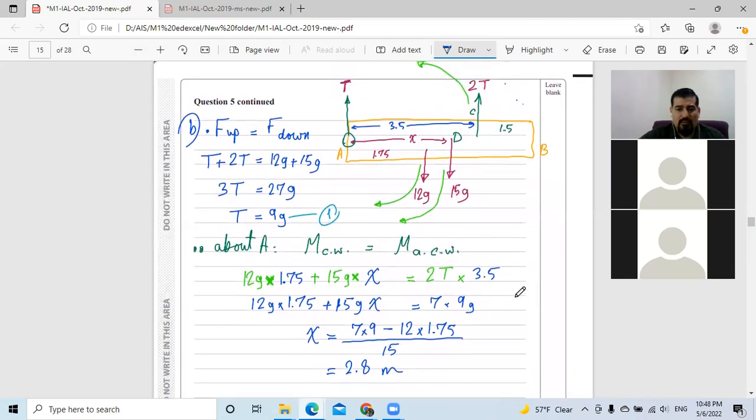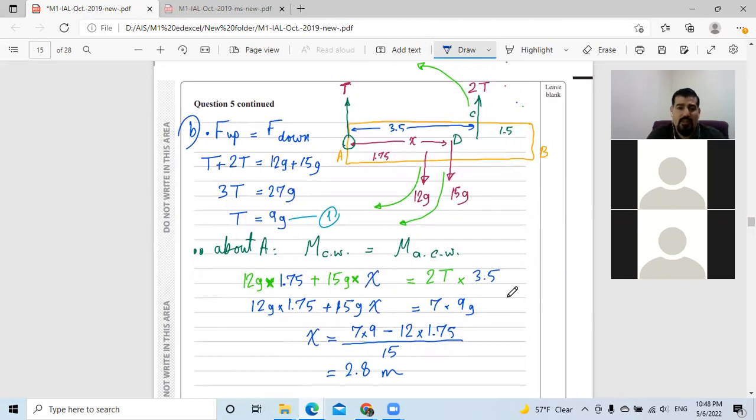This is one of the ways to do this question. There are several ways. You can take moment at 2 different points, and you get two equations with 2 unknowns. Do whatever you want.